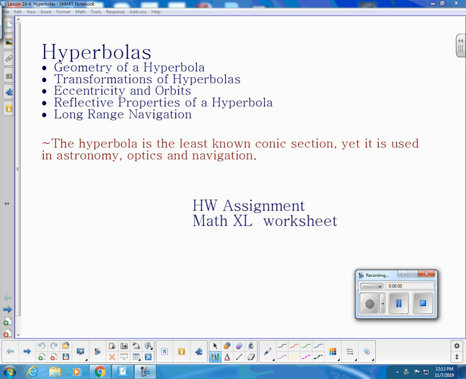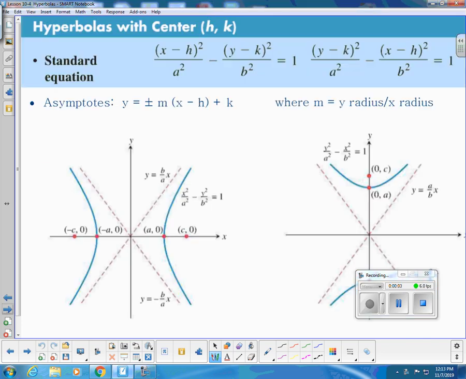So hyperbolas, here are the formulas. If you'll notice, I said they look a lot like ellipses. What's the only difference between the hyperbola formula and the ellipse formula? It's minus. So when you see subtraction, you're going to have a hyperbola. Same kind of ideas. You have the centers the same, h, k.